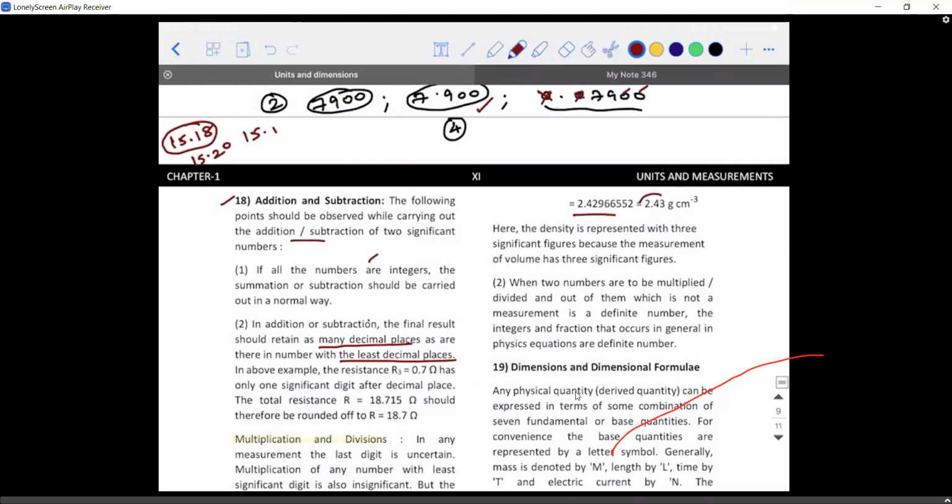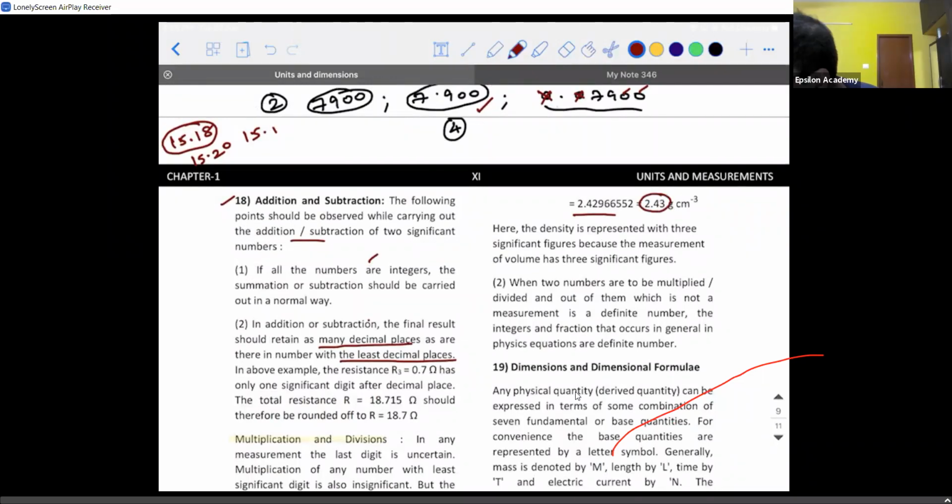So 2.4, you should drop from here. Since the number you are trying to drop is 9, which is greater than 5, the preceding number is increased by 1. So 2.43 gram per centimeter cube. Am I clear, guys? Here the density is represented with 3 significant figures because the measurement of volume has 3 significant figures.